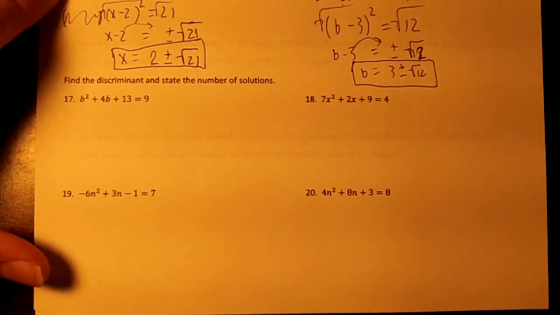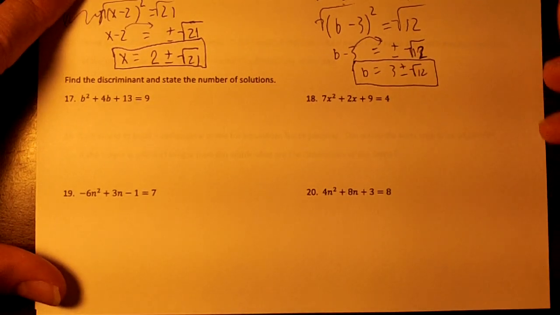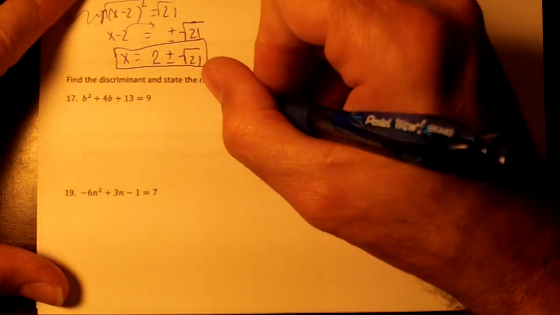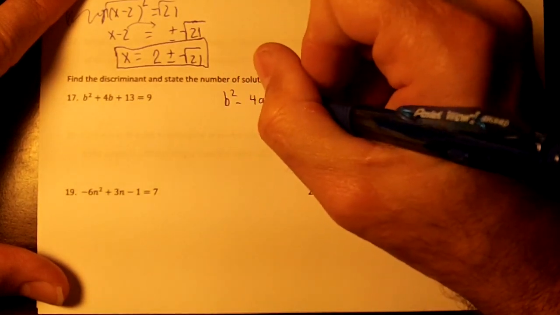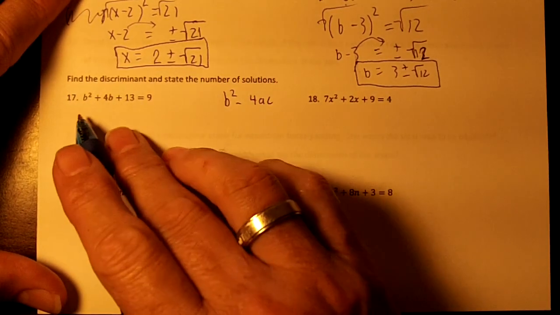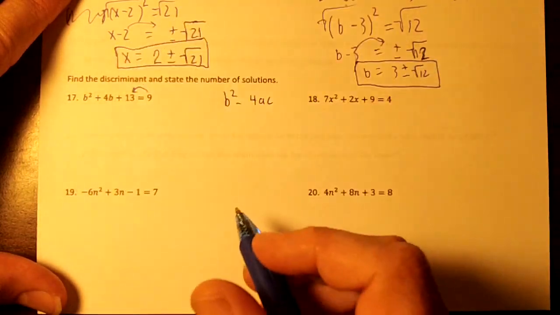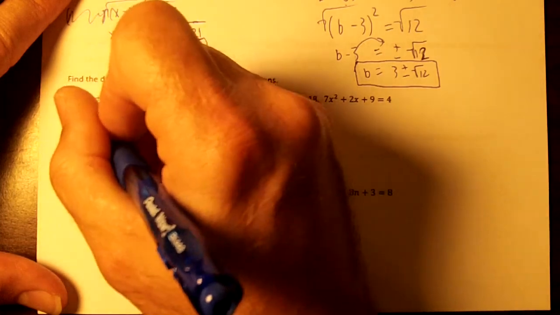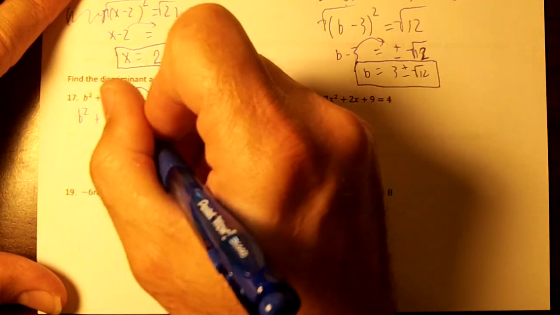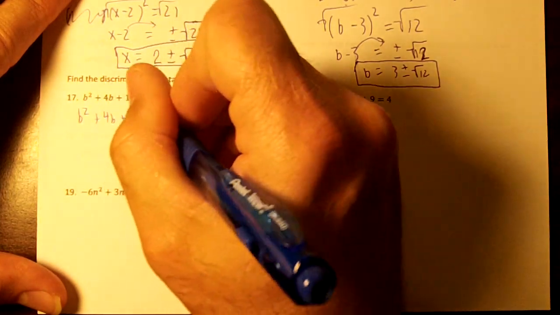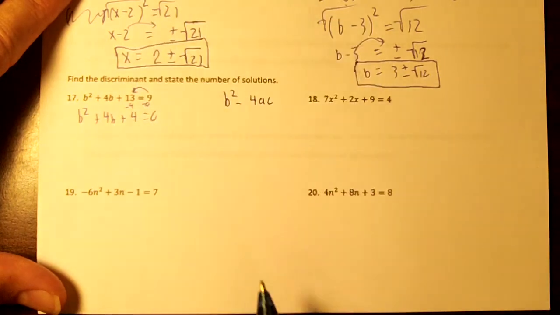17 to 20. Find the discriminant and state the number of solutions. Remember, the discriminant is b squared minus 4ac. Okay, so right here, what I like telling my students, solve it for zeros. So we got to move the 9 across. So b squared plus 4b plus 4 equals 0. We're going to subtract 9 from both sides, right?